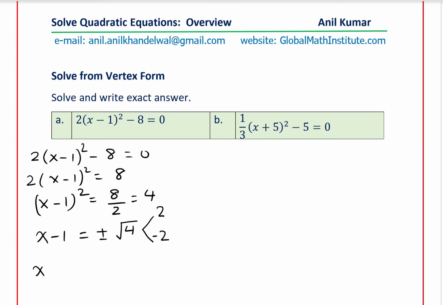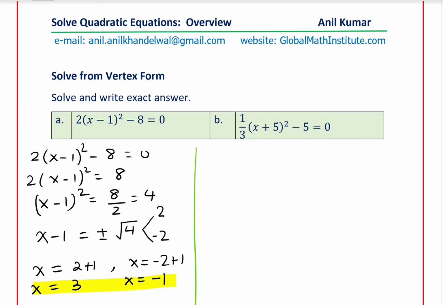So we get x equals either 2 plus 1 or we get x equals minus 2 plus 1. So x is equal to 3 or x is equal to minus 1. So these are the two solutions for the first equation. Now let's take the next equation given in vertex form. So here we have 1 over 3 times (x plus 5) whole squared minus 5 equals 0. Take 5 to the right hand side.